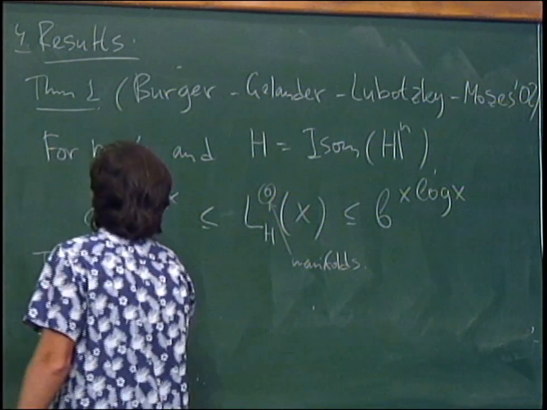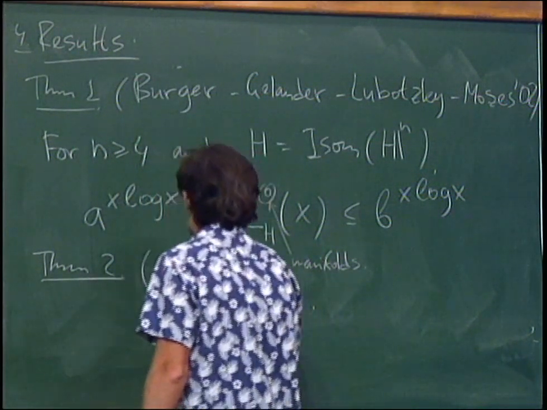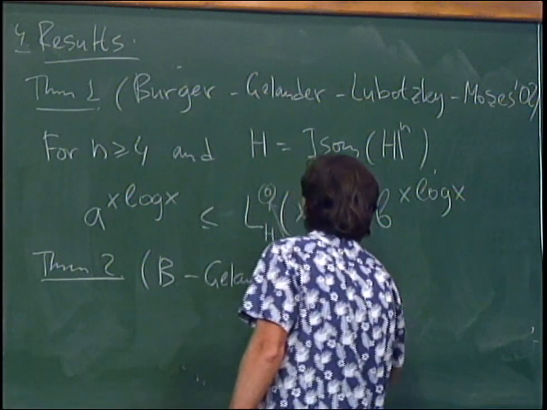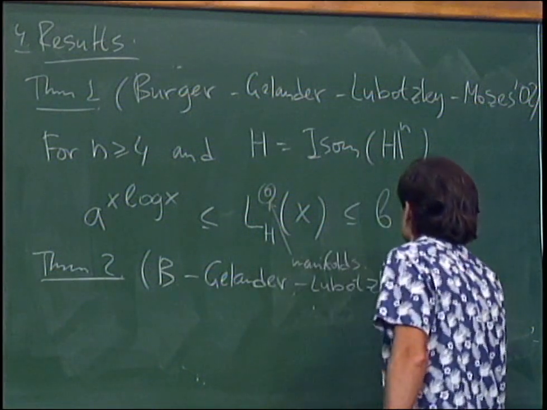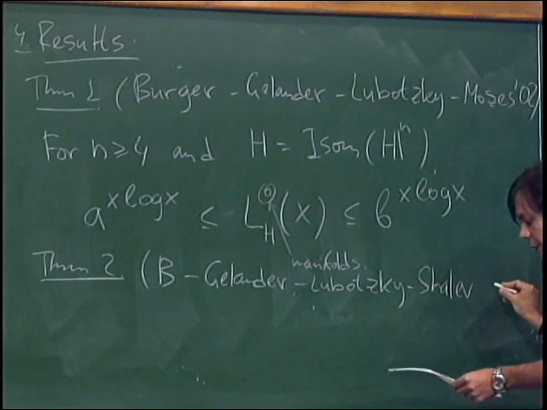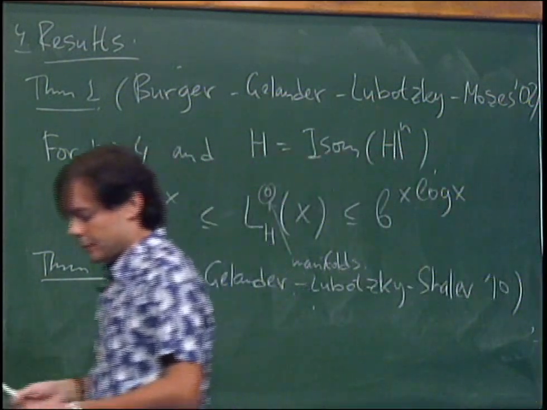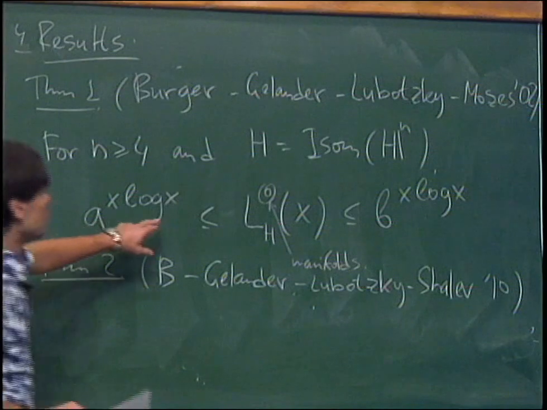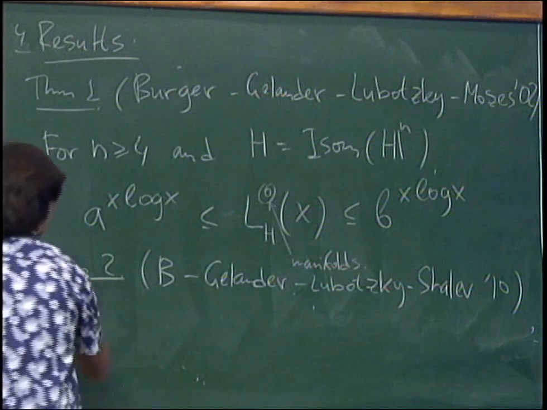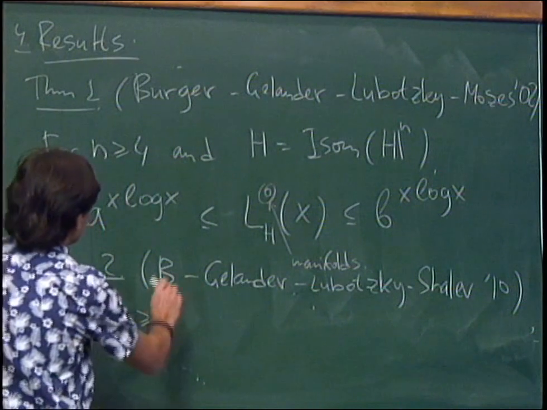which was proved much later, again by 4 people, but different. I participated, then Gilander, Lubotsky, and Shalev. In 2010, we published a paper which gives the same result for the number of arithmetic lattices, but now we can include also groups of isometries of the hyperbolic plane or 3-space, so for any n.